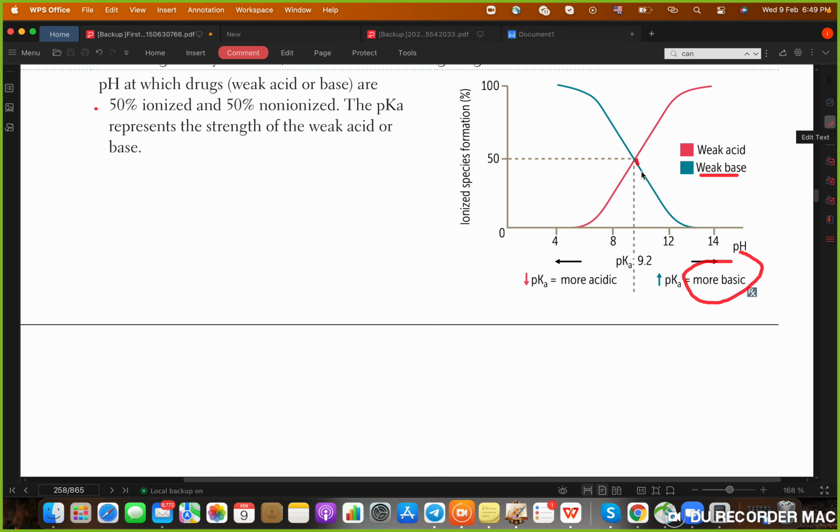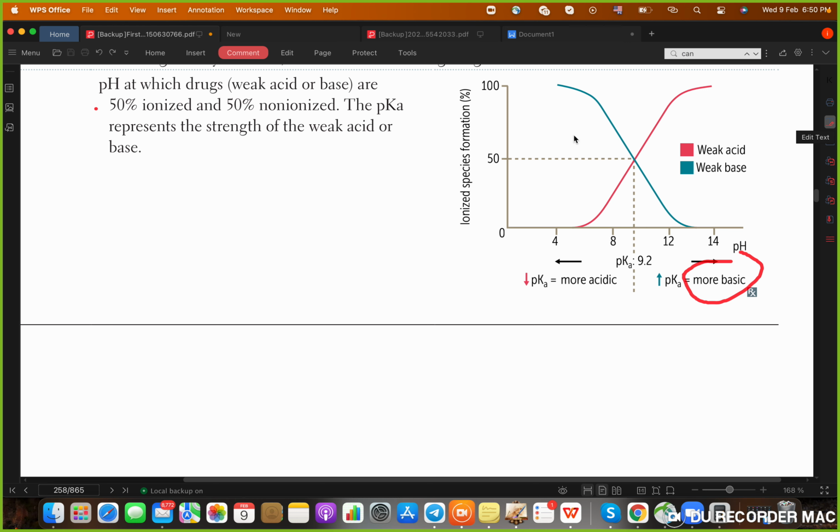Why? As you can see, it's going down, which means that the weak bases are what? Are less ionized, which means more functional. The more ionization, the less functionality. While the weak acids are highly ionized, which means they will be cleared outside of the body.